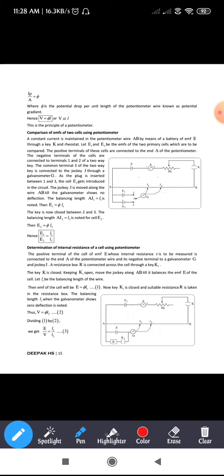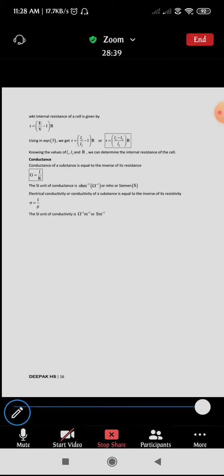Now what you are going to do is divide equation 1 by 2. If you divide equation 1 by 2, you get E divided by V is equal to L1 divided by L2. Okay, E divided by V is equal to L1 divided by L2. That is taken as equation 3.